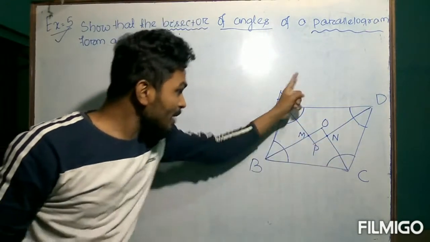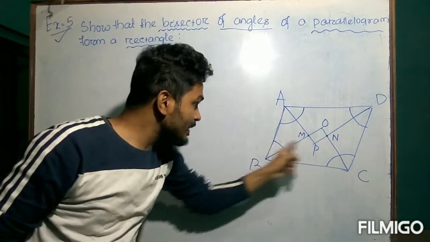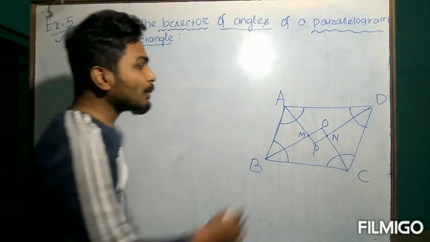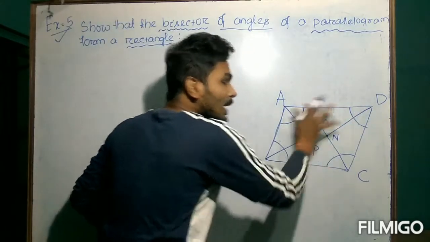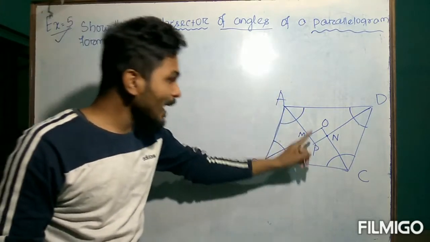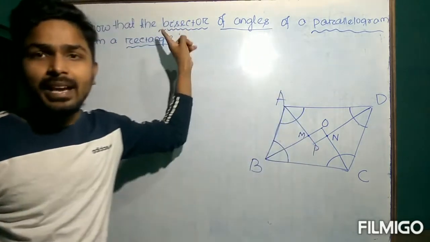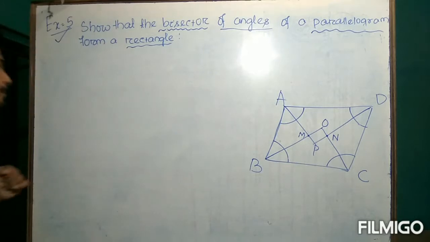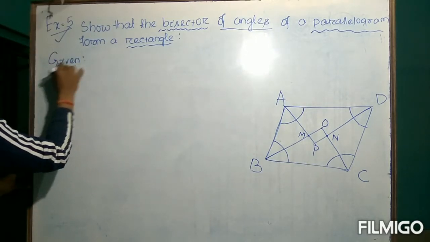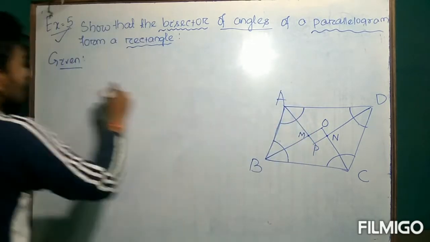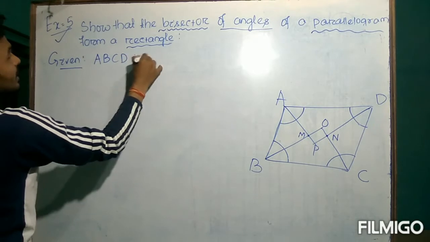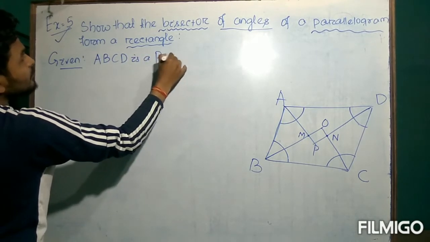This is the parallelogram, these are the angles, and these are the angle bisectors of these four angles. Now, after drawing all the angle bisectors, as you can see, there is a quadrilateral formed here, and we have to prove that this quadrilateral is a rectangle. Okay, so let us write what is given here. It is given that ABCD is a parallelogram.